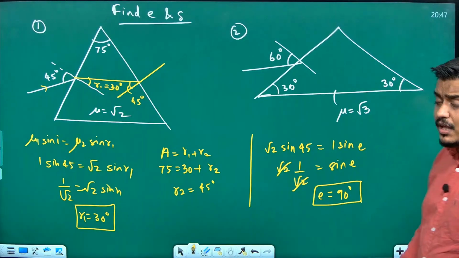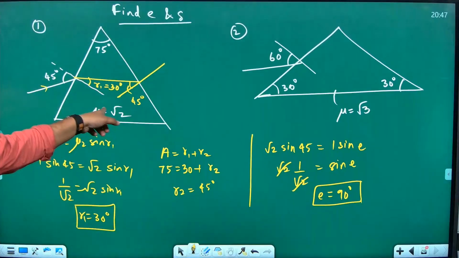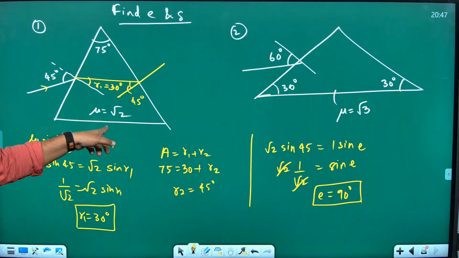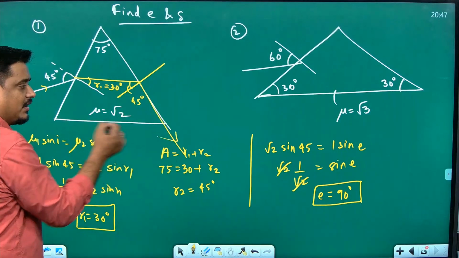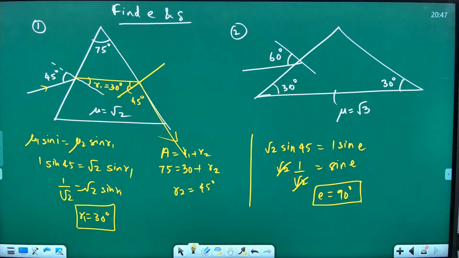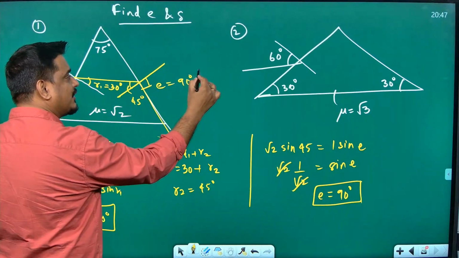It means it is grazing. Yes, it is grazing. You may say, sir, but you told for glass it is 42 degrees. It is not glass with 1.5 refractive index, guys. It is root 2. So in this case, grazing is happening now. Are you getting what I am trying to say? So what is the angle of emergence? 90 degrees. This is the first answer.